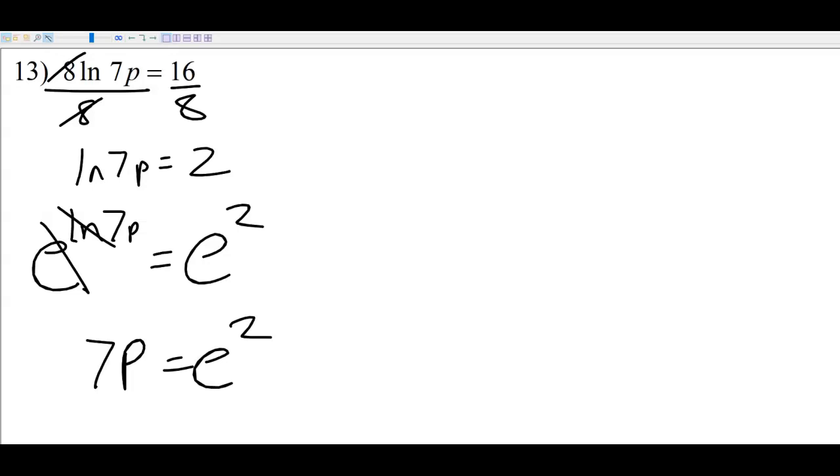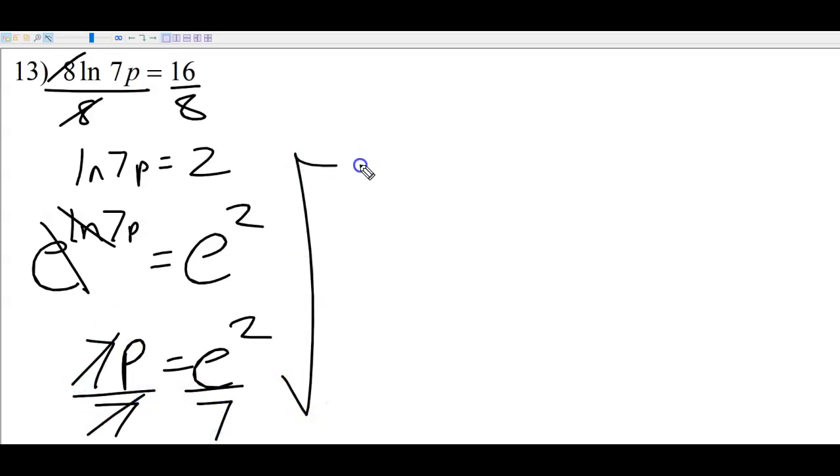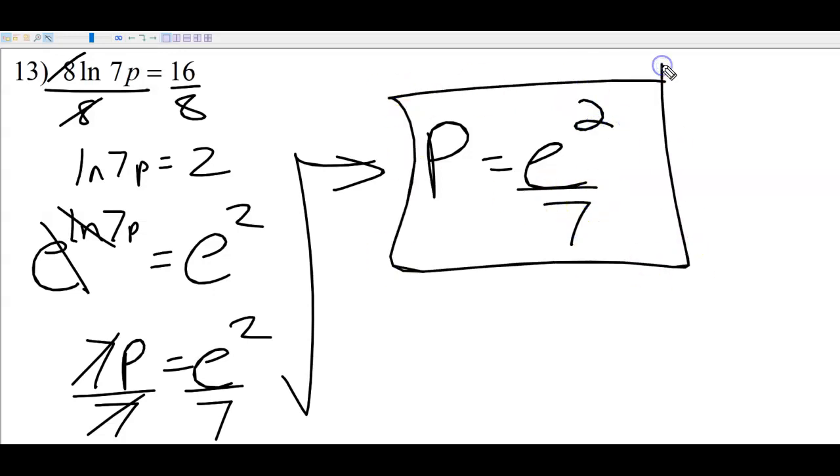So the last thing we need to do here is divide both sides by 7. There you go. So p is equal to e squared over 7, and that's where we're going to leave it. So weird looking answer, but that's how we're going to leave it. So I'll let you guys do a student practice here. Go ahead and pause the video, go as far as you can with it, and see what you get.